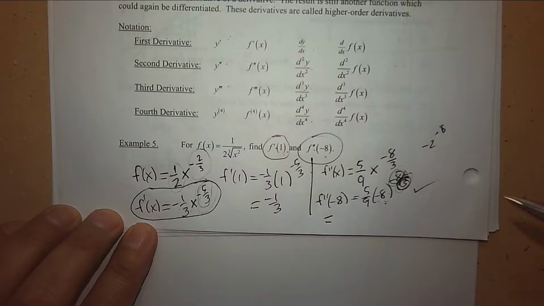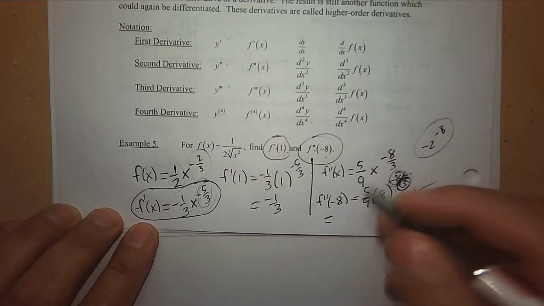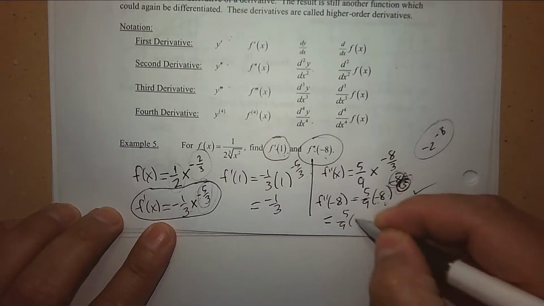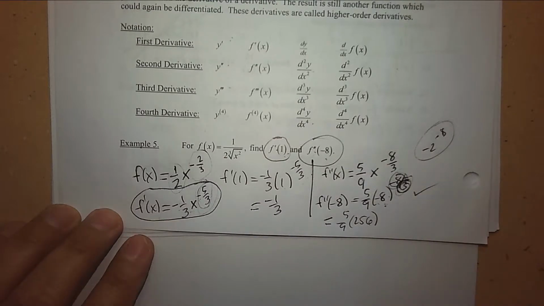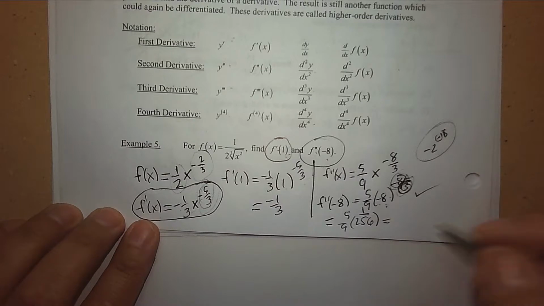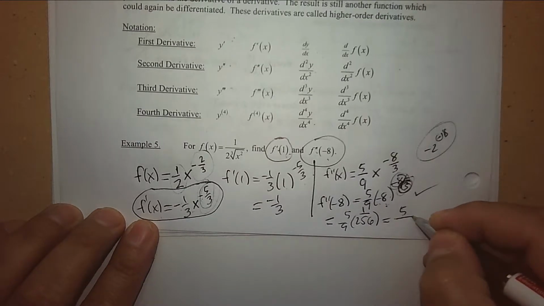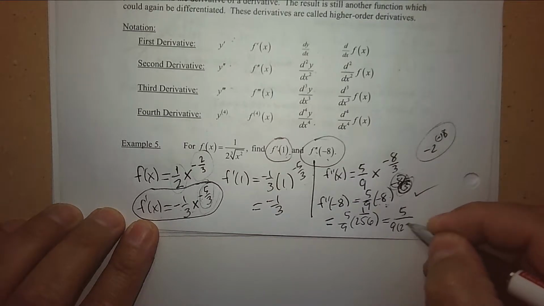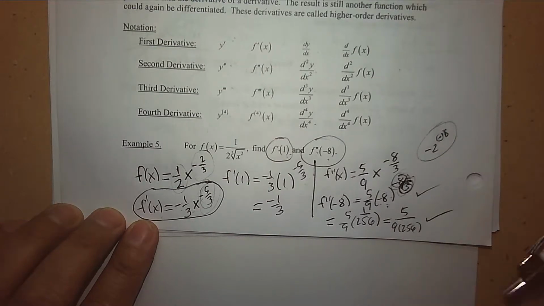So I said 200 and, so it's 5 over 9 times 200 and, but it's 1 over that, right? Because it's the negative exponent. So if I put it together, it would be 5 over 9 times 256. I don't care what that number is. But that's how you'd simplify it.